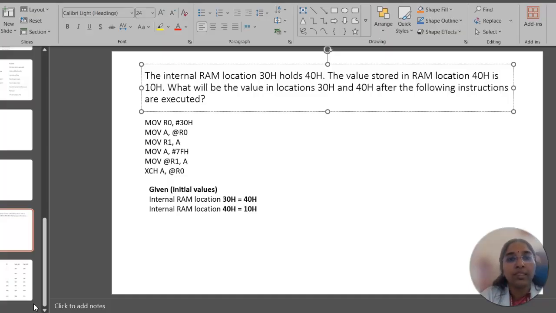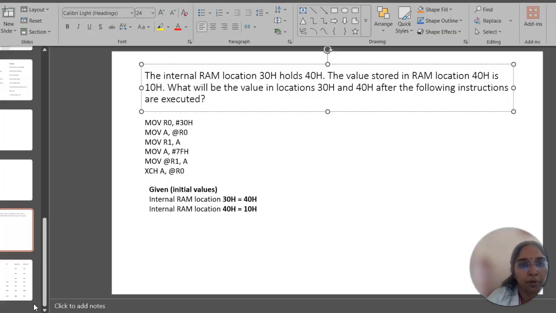The problem is: the internal RAM location 30H holds the data 40. The value stored in RAM location 40H is 10. What will be the value in locations 30H and 40H after the following instructions are executed?